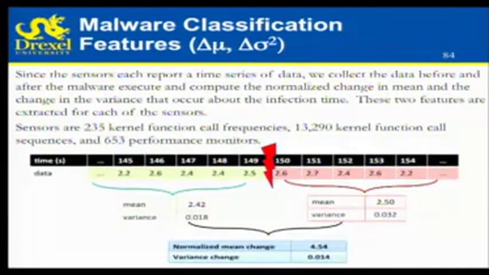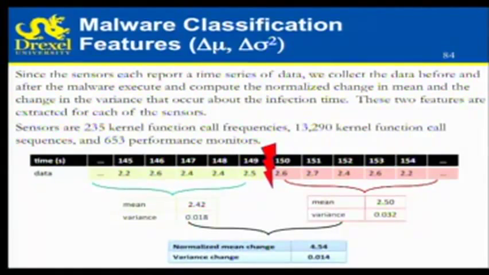What we do in the case of malware is, for each sensor, we have data, the green data, leading up to the malware infection, which is this lightning bolt. And then you have the data that's infected. If you take the mean and variance of the good data, and then the mean and variance of the bad data, and you normalize the mean change and the variance change, you get a new vector. And that vector tells you what happened, what is the change that is triggered by the presence of a malware.